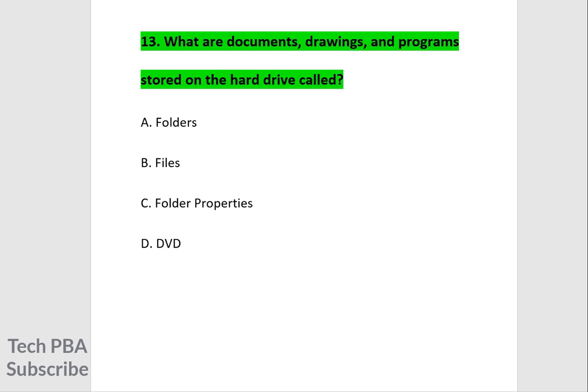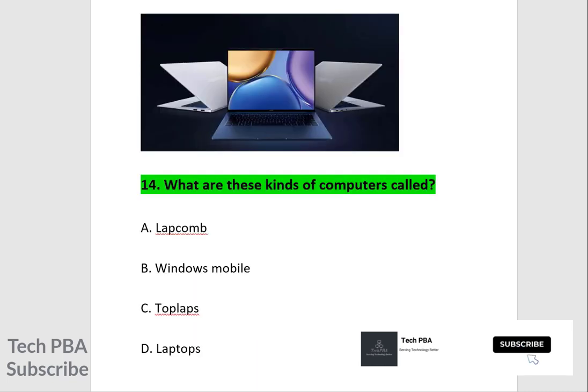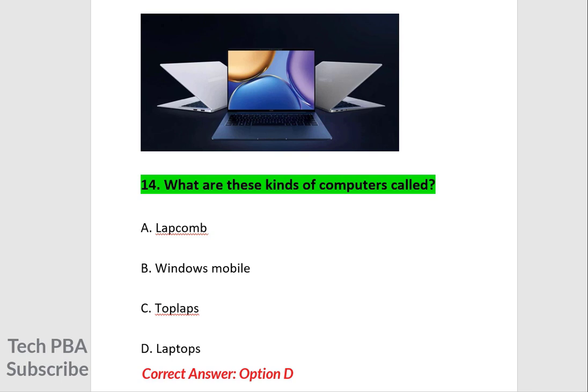Question number 13. What are documents, drawings, and programs stored on the hard drive called? The correct answer here is option B, which is files. Question number 14. What are these kinds of computers called? These kinds of computers that are being shown in the image above the question. The correct answer is option D, which is laptops.